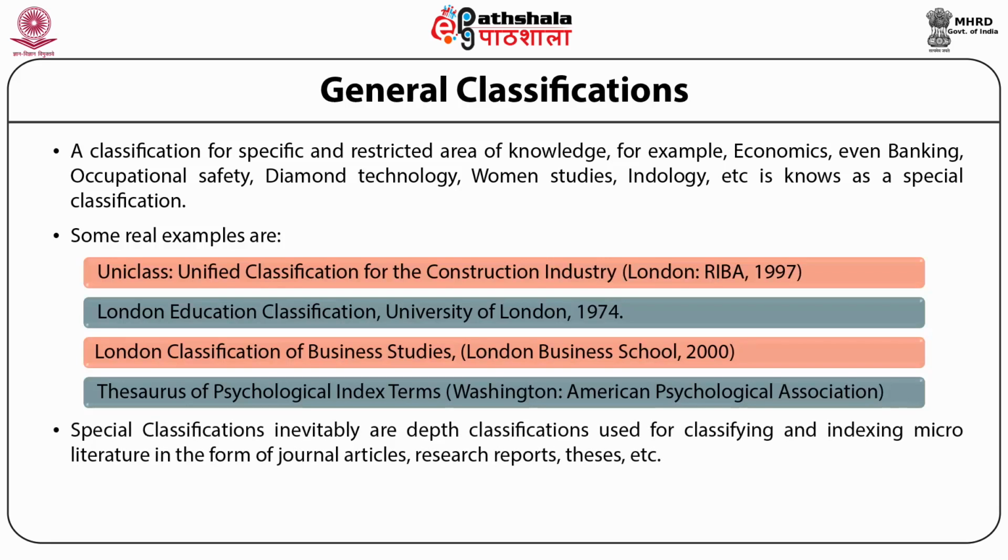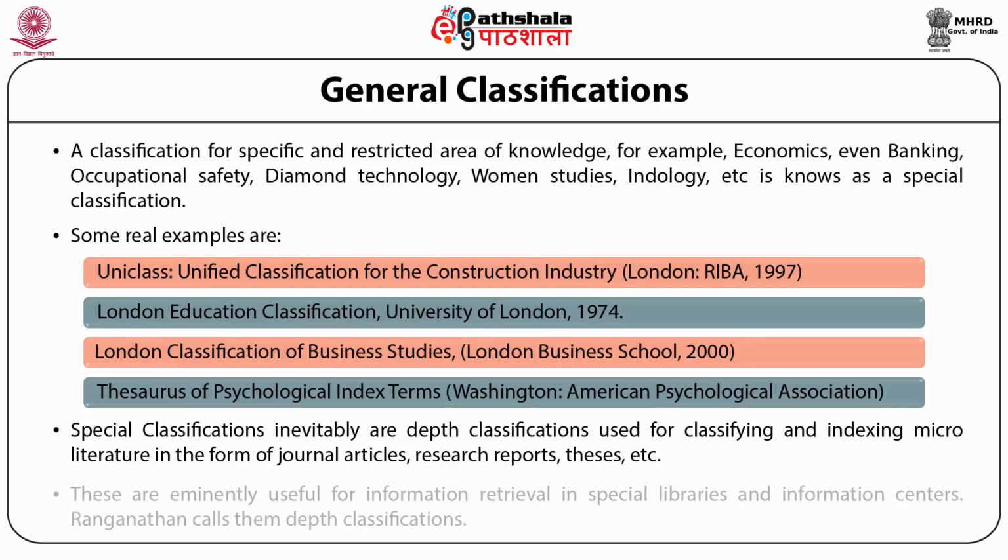Special classifications are inevitably depth classifications used for classifying and indexing micro-literature in the form of journal articles, research reports, theses, standards, patents. These are eminently useful for information retrieval in special libraries and information centers. Ranganathan calls them depth classifications, but they are also known as special classification systems. Their only characteristic or use is that they are necessary for information retrieval rather than for arranging documents on the shelves.